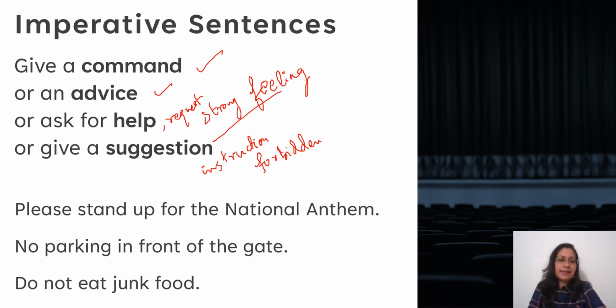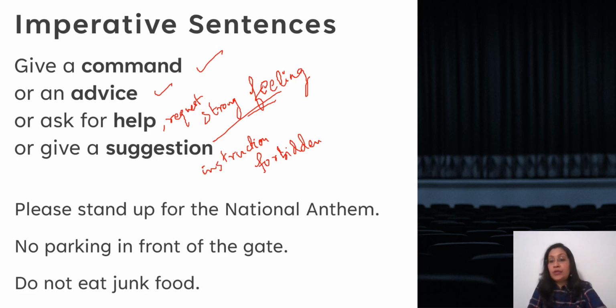Look at these sentences. Please stand up for the national anthem. This expresses a request. No parking in front of the gate expresses an instruction. Do not eat junk food is a forbidden sentence. Close the door is a command. So these kinds of sentences express strong feelings. These are all imperative sentences.